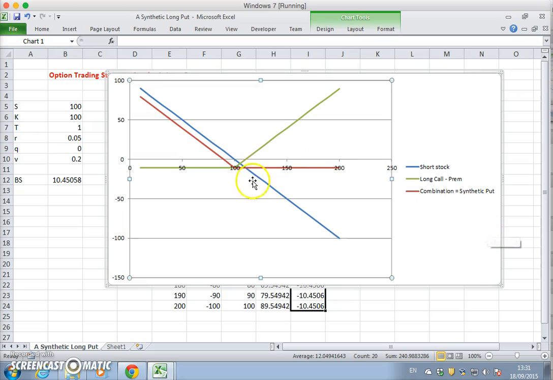Okay, so the long call and the short stock position provides us with a payoff, even when we take account of the premium, equivalent to a long, this red one, a long put. And this put, if it was created using a short stock and long call position, we might use the term synthetic put.